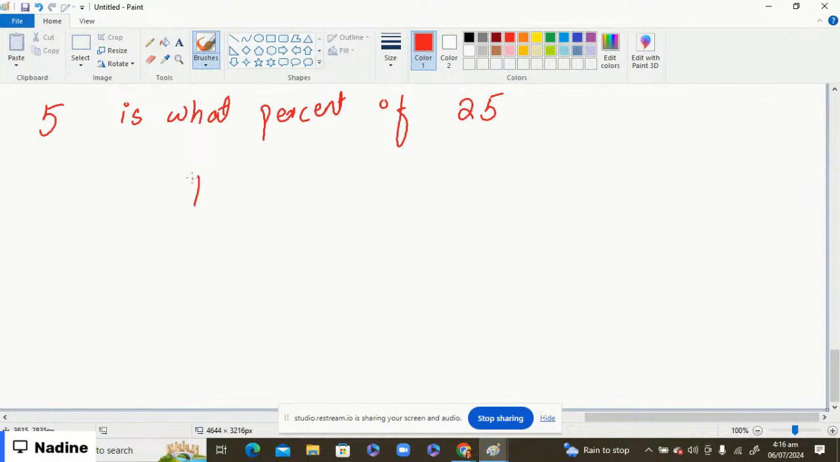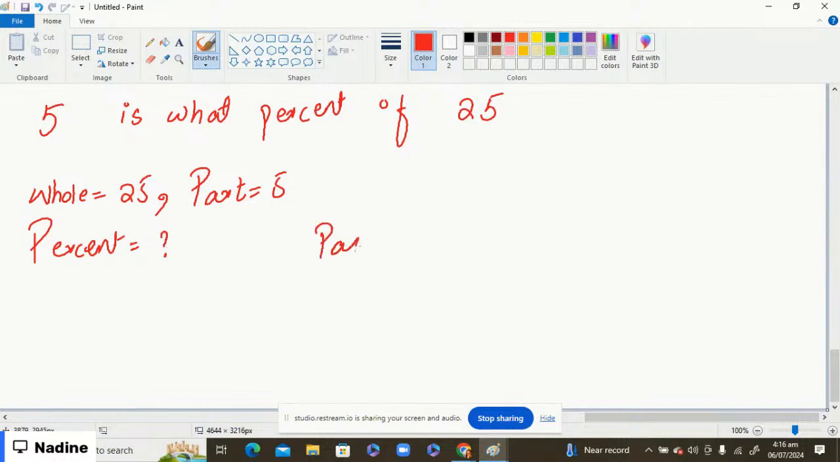So what is your part? That is 5. What is your whole? That is 25. Percent is not given. Let's just put the formula.